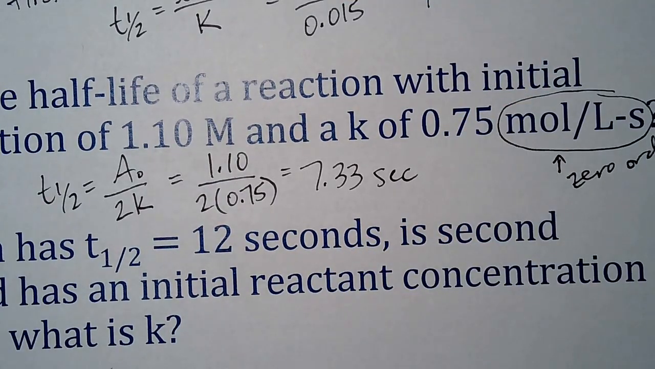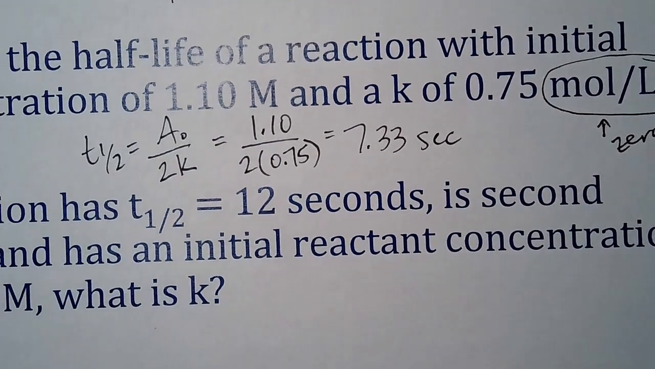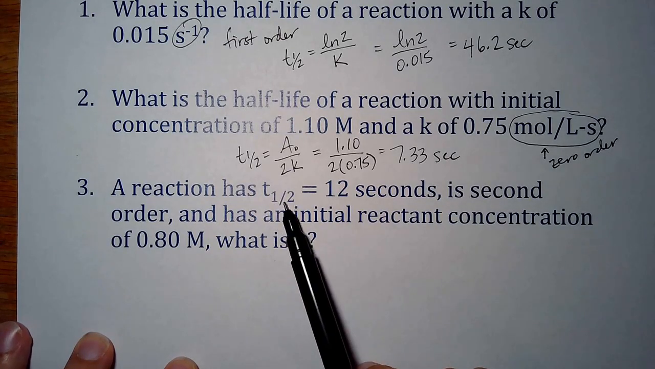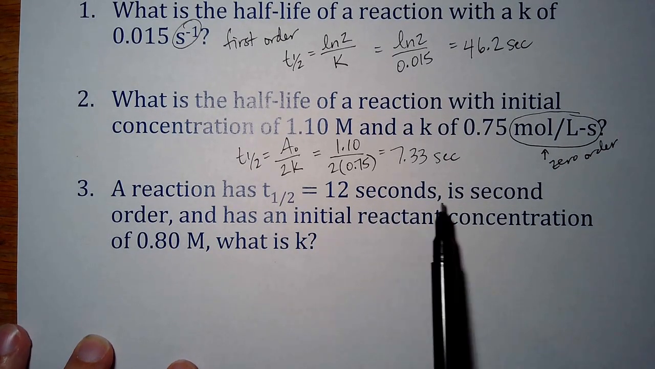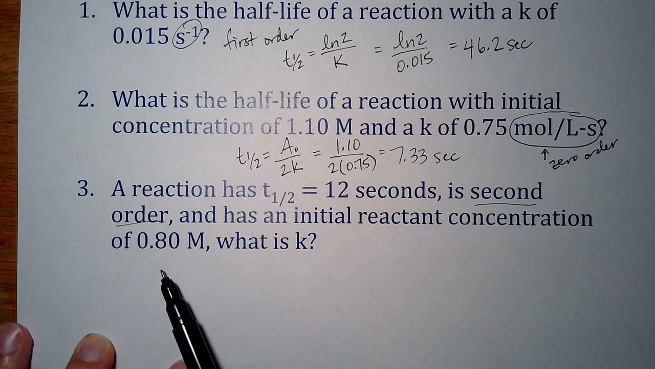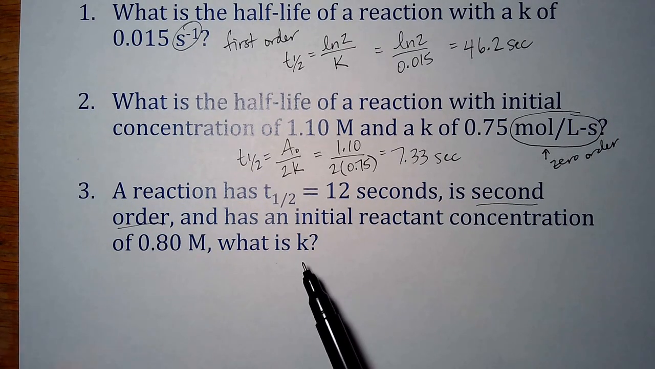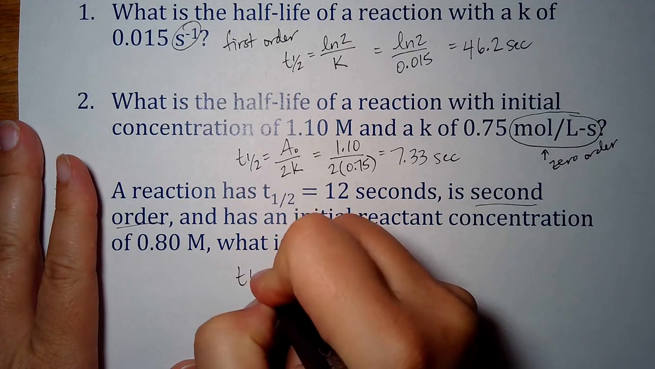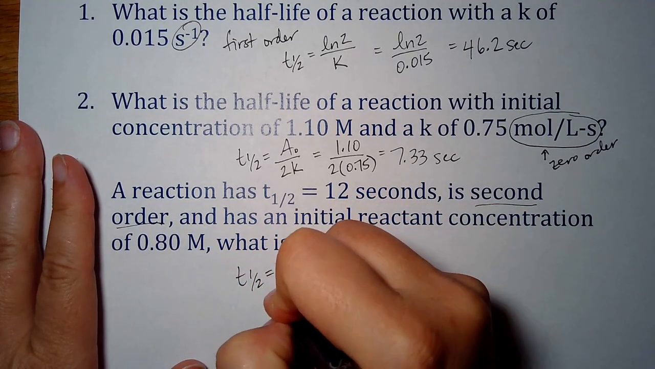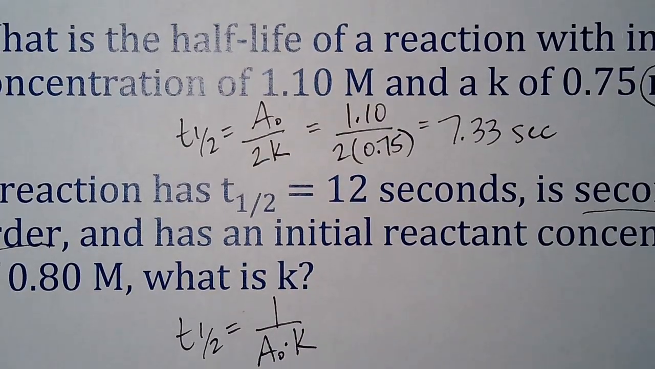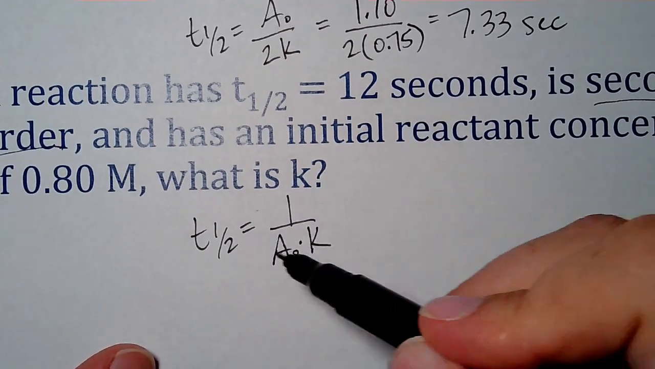Alright, the last one. Reaction has a half-life of 12 seconds. It is second order, so it's telling us here. Has an initial reactant concentration of 0.8. What is K? So instead of solving for half-life, we're trying to find K, but we're given half-life. So for second order, half-life is 1 over A naught times K. Alright, so if I know my half-life and I know my initial concentration, I can calculate K.